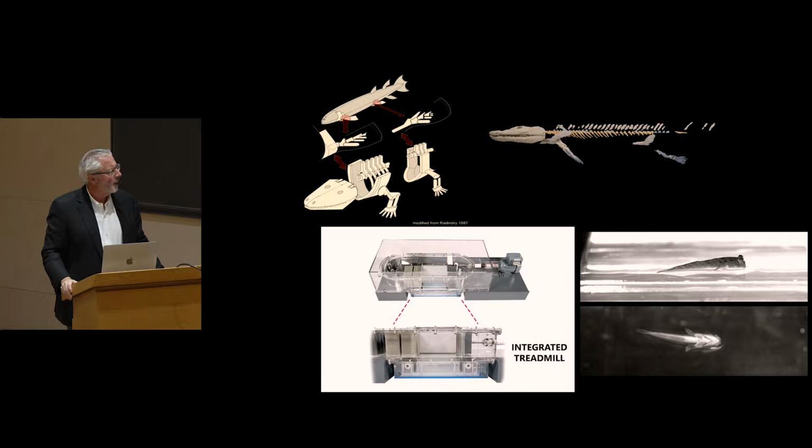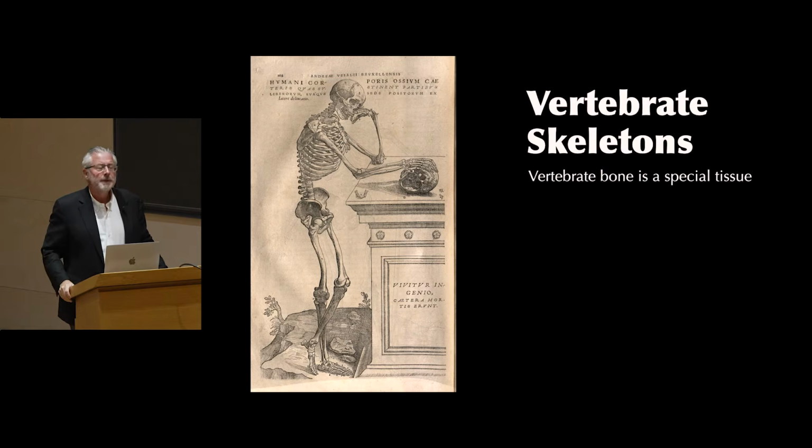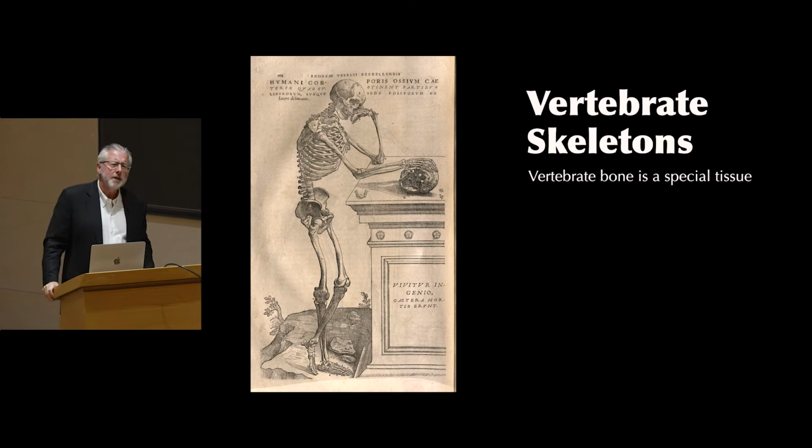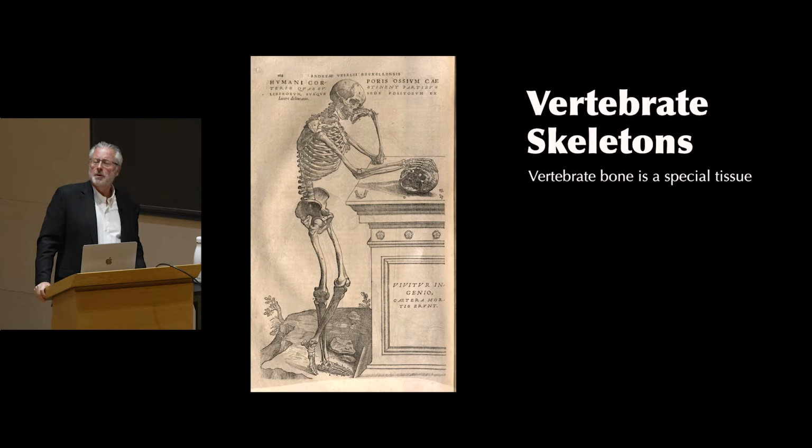Okay, let's talk about our skeletons, just as an introduction. And I should say that our skeletons are very special tissues. Now, there are other animals that have hard skeletons. Think of a clam. Think of a lobster.